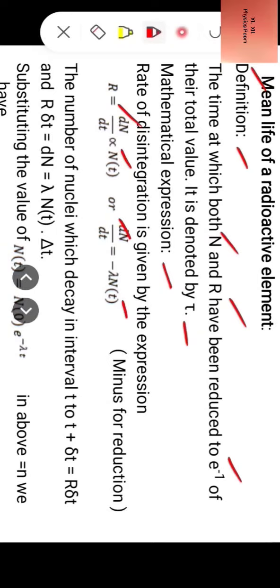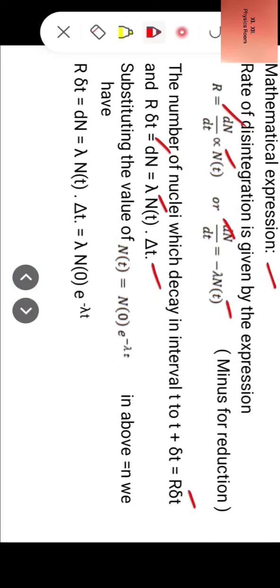The number of nuclei which decay in interval t to t + Δt will be equal to R Δt, and RΔt is equal to dN, which is equal to λ Nt Δt. Now, substituting the value of Nt = N0 e^(-λt) in above equation, we have RΔt = dN = λ Nt Δt, and it is equal to λ N0 e^(-λt).